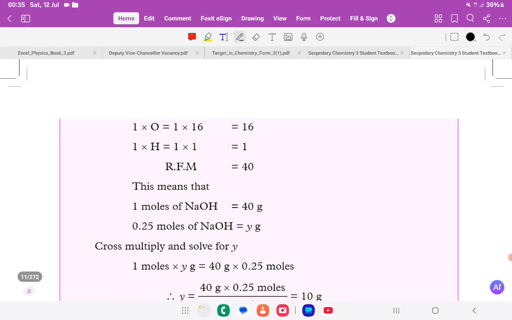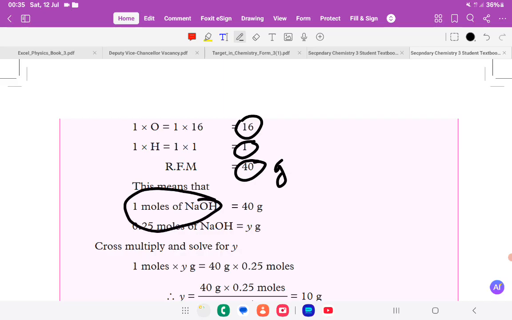So I already pointed out that oxygen will give us 16, hydrogen 1, and you add the 23 for sodium, it will give us a total of 40 grams. So it means that 1 mole of sodium hydroxide is going to be 40 grams. What about 0.25 moles? So we shall do some simple proportion here.